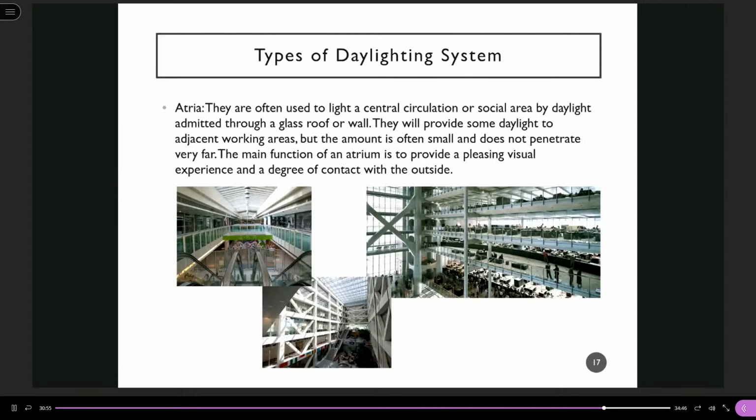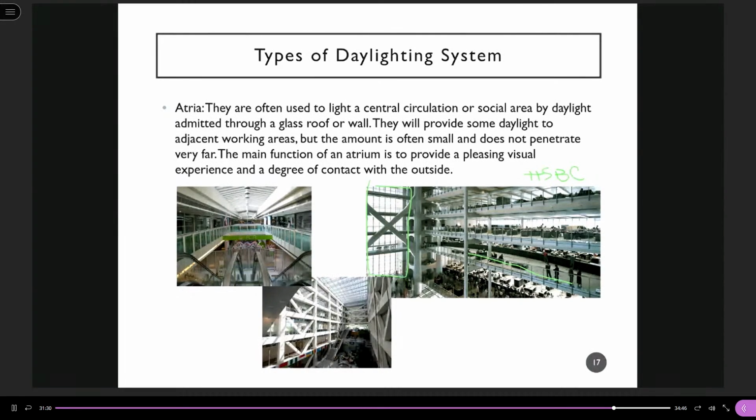Okay, atria. They are often used to light a central circulation or social area by daylight emitted through a glass wall or walls. This is the HSBC building, and they have a very large atrium. The big window beside the atrium provides the daylight so that the office workers near the atrium can enjoy the daylight.